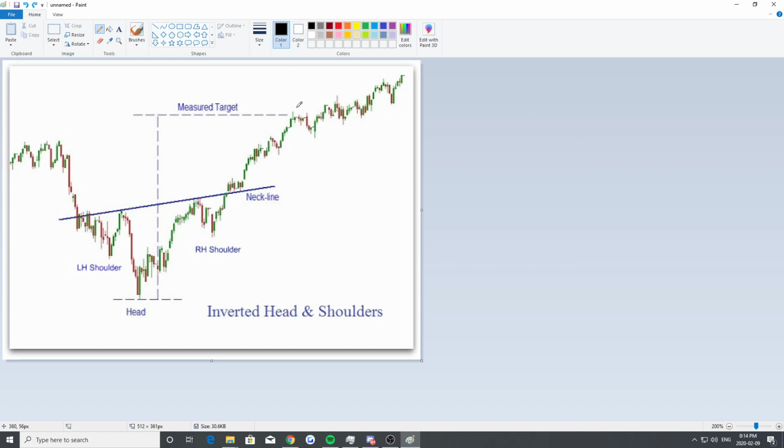Today I'm going to be showing you how to recognize an inverted head and shoulders pattern and how to trade it so you can maximize your profits. This is a pretty great strategy. I've used it a lot and found that it has a very high success rate when I use it.